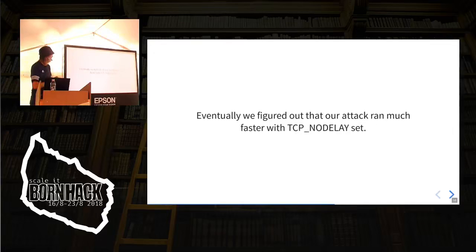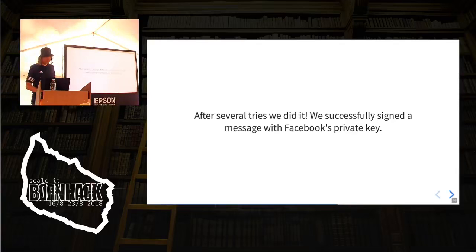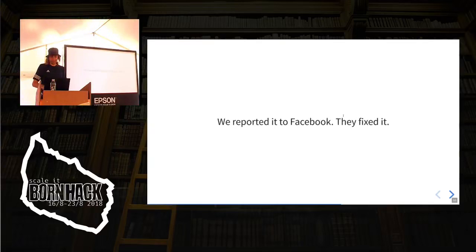Later, we also figured out that if you have a lot of short connections, you want to use the option TCP no delay, then you get many more connections sequentially. And after several attempts, we managed to do it. We successfully signed a message with Facebook's key. We have also published this message, so all of you can verify that this is really correctly signed with Facebook's key. Then, of course, we reported it to Facebook through their bug bounty program, and they fixed it around a week later.